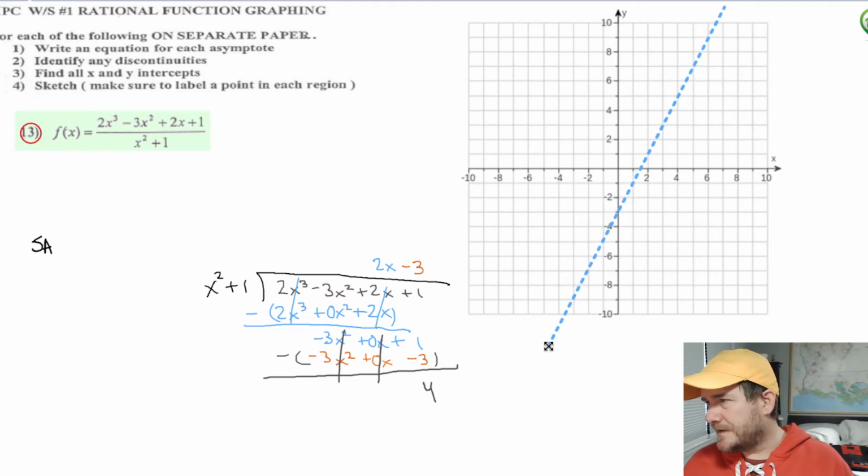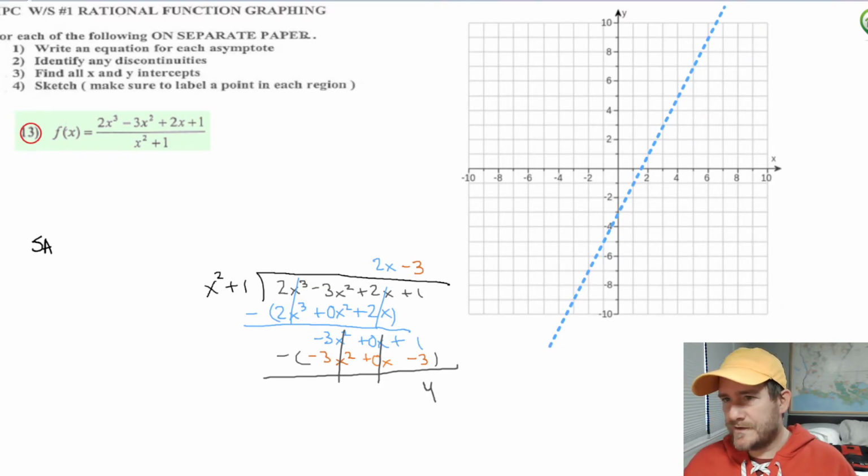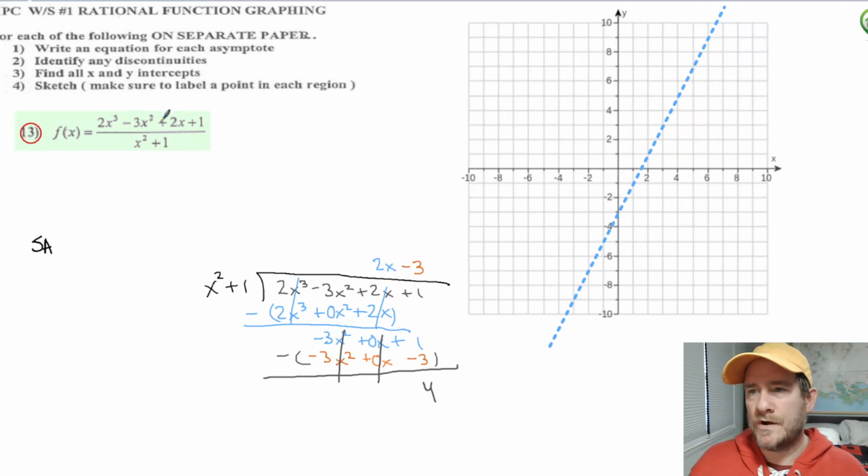Alright, bring that down to there. That's the right slope. Alright, do I have a vertical asymptote? I do not, because x squared plus 1 has no solutions. Does 2x cubed minus 3x squared plus 2x plus 1 have any zeros?